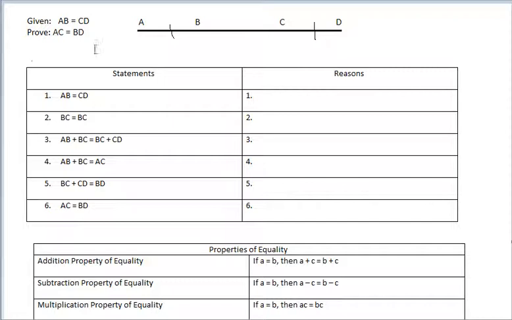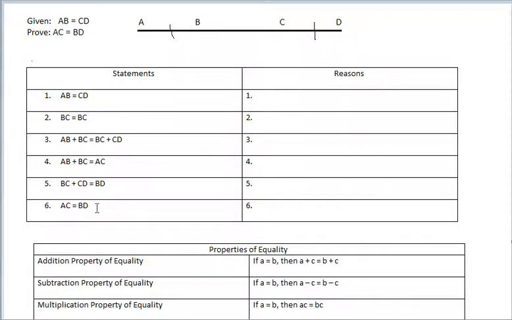Basically what happens is something is going to be given to us for this particular problem, AB equals CD. So I went ahead and marked those with the lines that lets us know that those are equal. And I want to prove that AC is equal to BD. I'm going to show you guys how to do that.